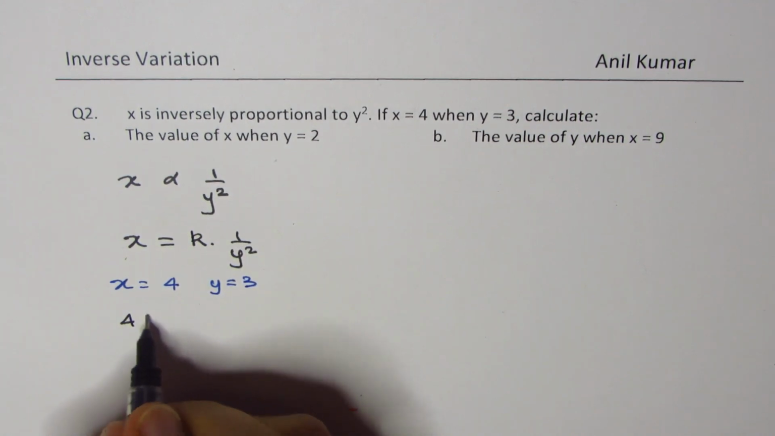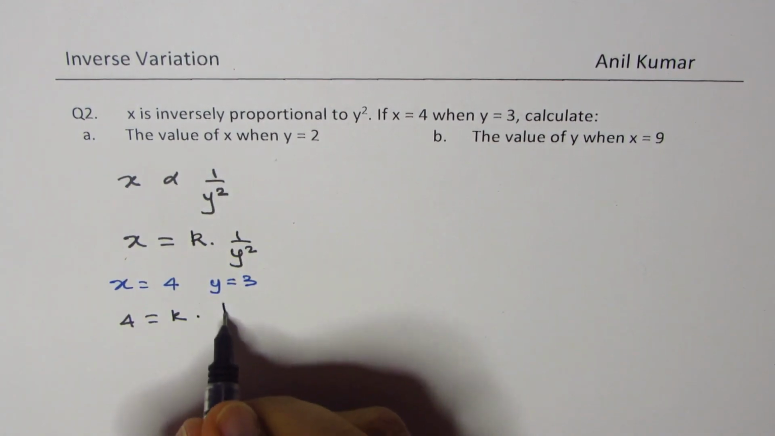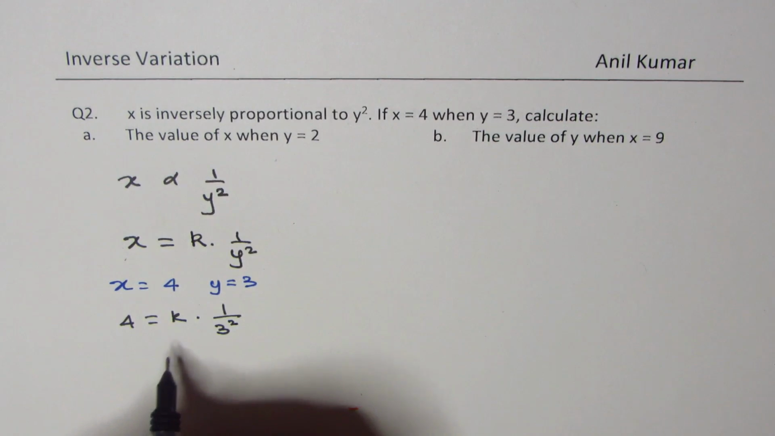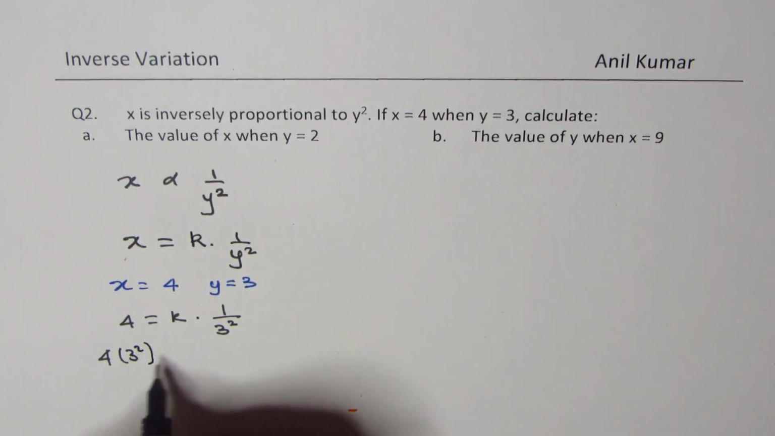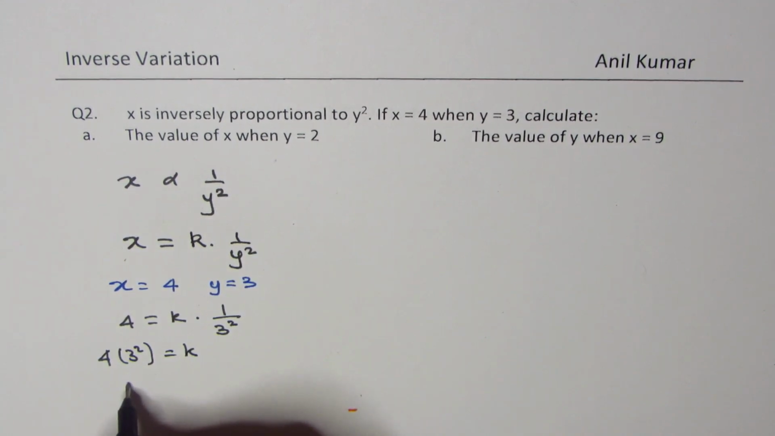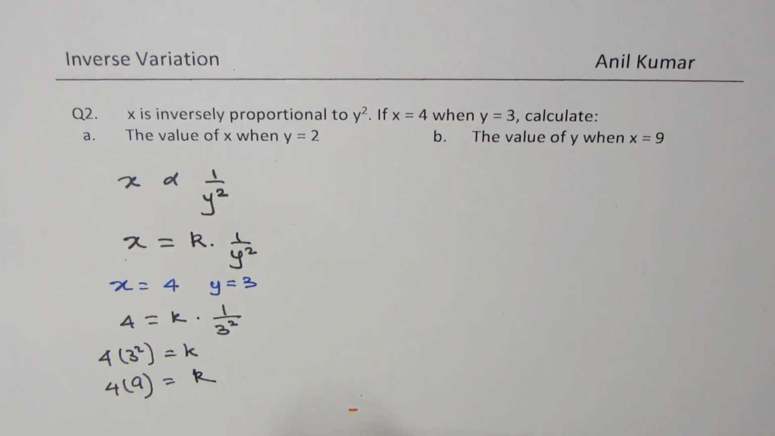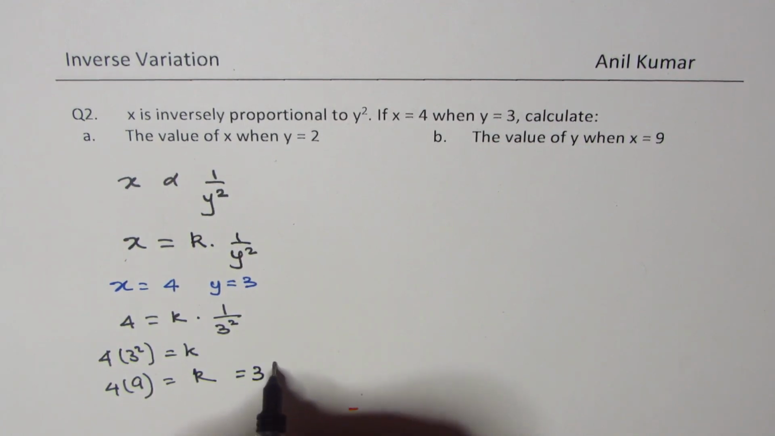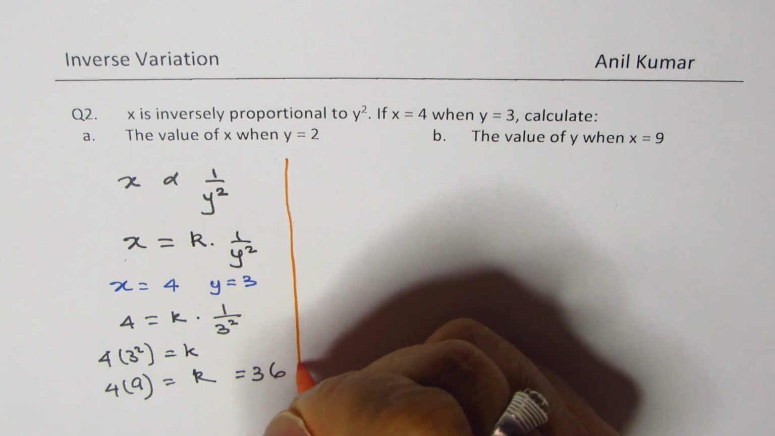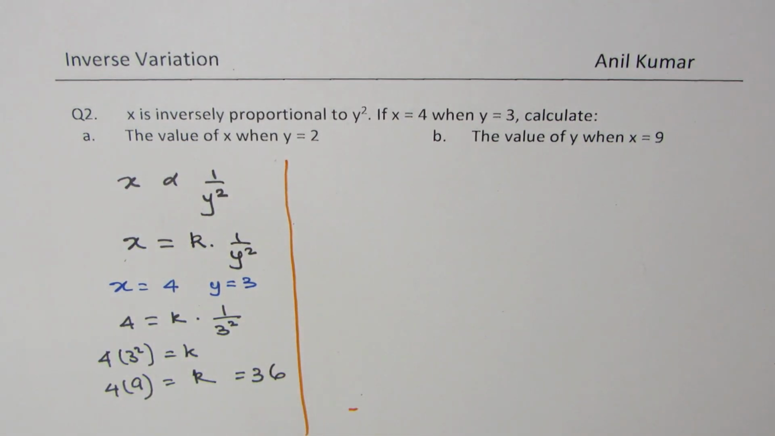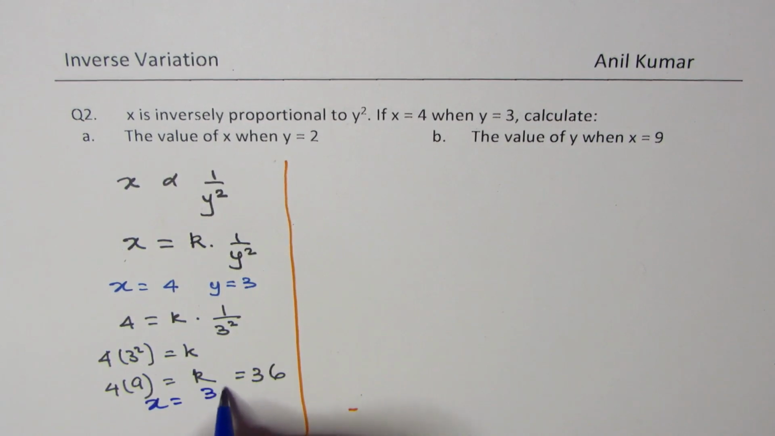So we get 4 equals k times 1 over 3 square, which is 9, right? So we get 4 times 3 square is equal to k. So that is 4 times 9 is k. So k is equal to 36. Once we get the value of k, we can always write down the relation, and that is x is equal to 36 over y square, correct?